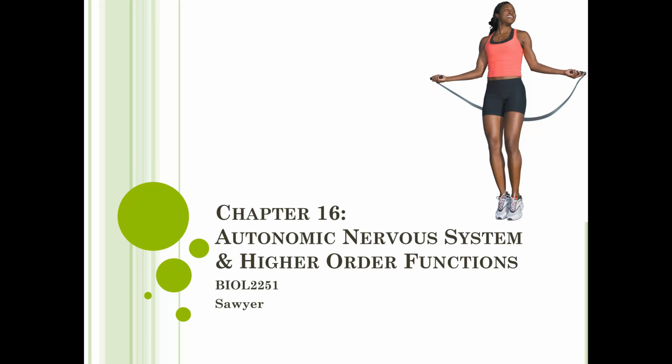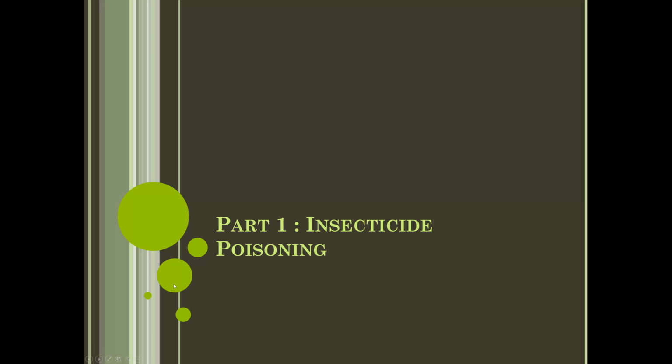So this is the in-class activity for Chapter 16, the autonomic nervous system and higher order functions. So Part 1, insecticide poisoning.